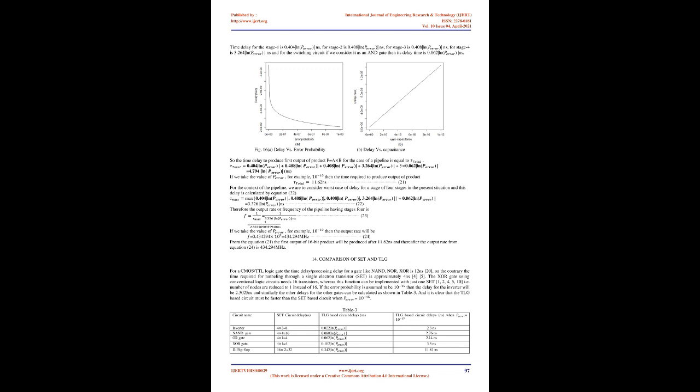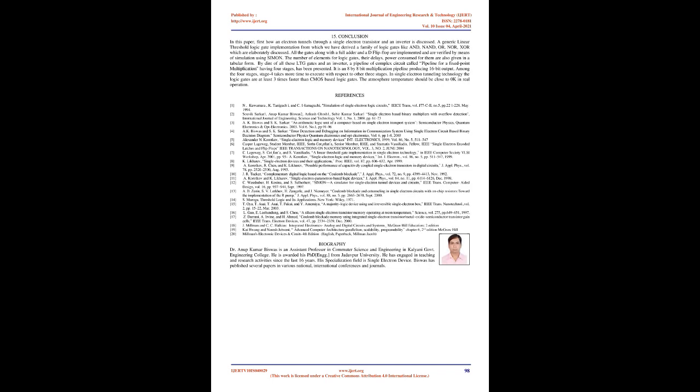14 Comparison of SET and TLG. For a CMOS/TTL logic gate the time delay/processing delay for a gate like NAND, NOR, XOR is 12 ns, on the contrary the time required for tunneling through a single electron transistor, SET, is approximately 4 ns. The XOR gate using conventional logic circuits needs 16 transistors, whereas this function can be implemented with just one SET, i.e. the number of nodes is reduced to 1 instead of 16.